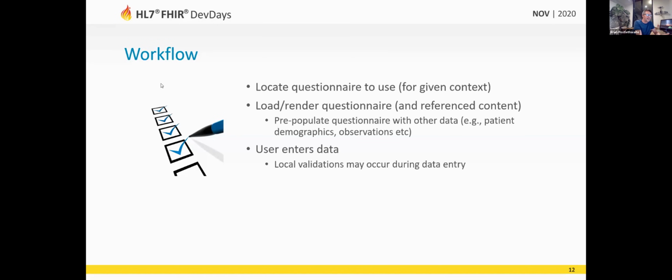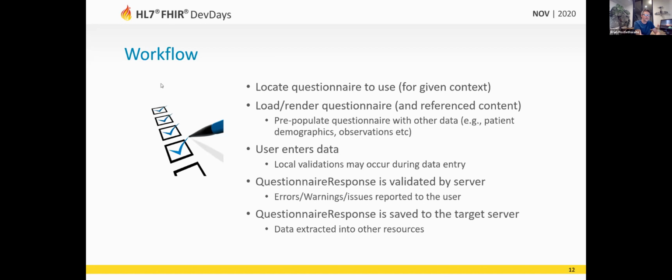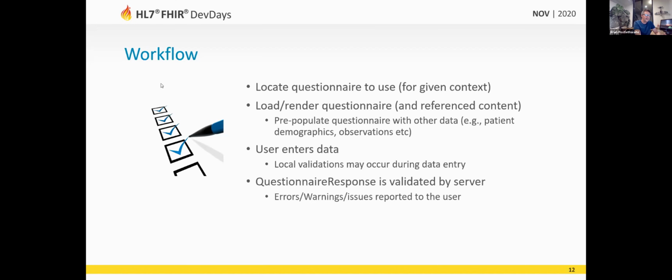Next step, enter that user data. So local validations might be going on whilst they're interacting with it, accessing the terminology, pulling the information in, entering new content, and then preparing for the save. Then we can do that questionnaire response, which is the data we've entered. We can get that validated by the server. I've made that a separate stage to actually committing the content, which is the final stage.